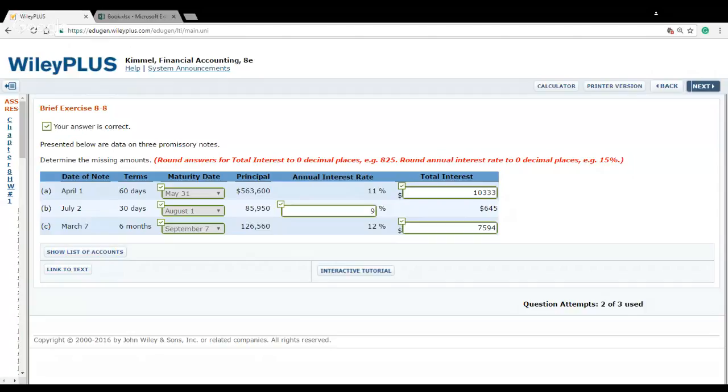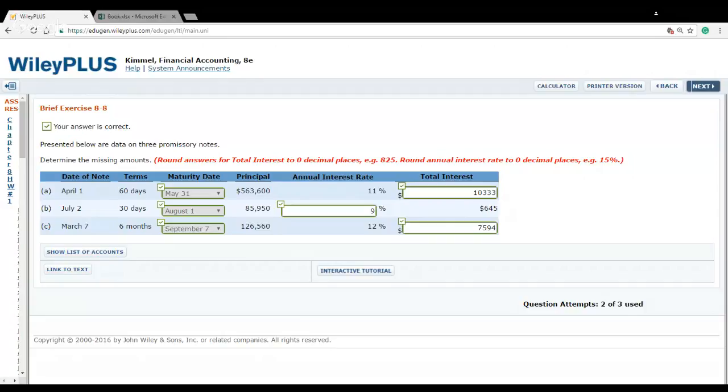Determine the missing amounts. So the first part I'm going to do is what the maturity date is going to be. I found this to be pretty simple. All you have to do is make sure you count the right amount of days. So you begin on April 1st, and it tells you that it's 60 days. So you just count 60 days from April 1st, which is the 31st. You do the same thing with July 2nd, with 30 days is August 1st.